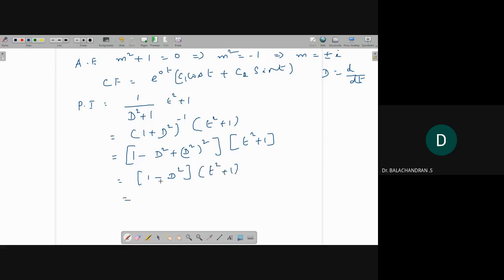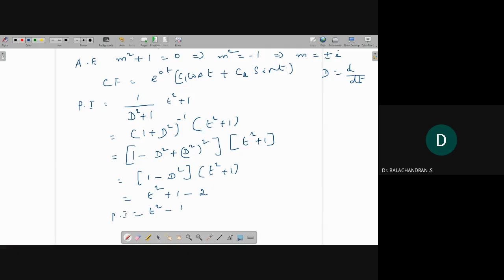So it is equal to 1 into t square plus 1. If you differentiate it twice, you will get 2. Differentiating again gives 0. So t square minus 1. This is your particular integral.